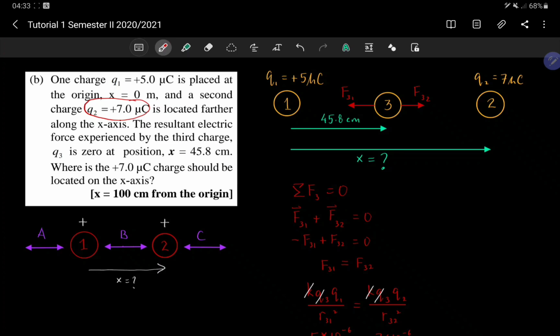Where the force exerted on Q3 equals 0. So what do we have for this? I think we need to sketch a simple diagram. So Q1 is located at x equals 0, at the origin. This is Q1. And then a second charge, Q2, is located farther along the x-axis. So this is Q2. We don't know the distance or separation between them, so we just take it as x. And then the third charge is located at 45.8 centimeters. At the same time, the force exerted on Q3 equals 0.